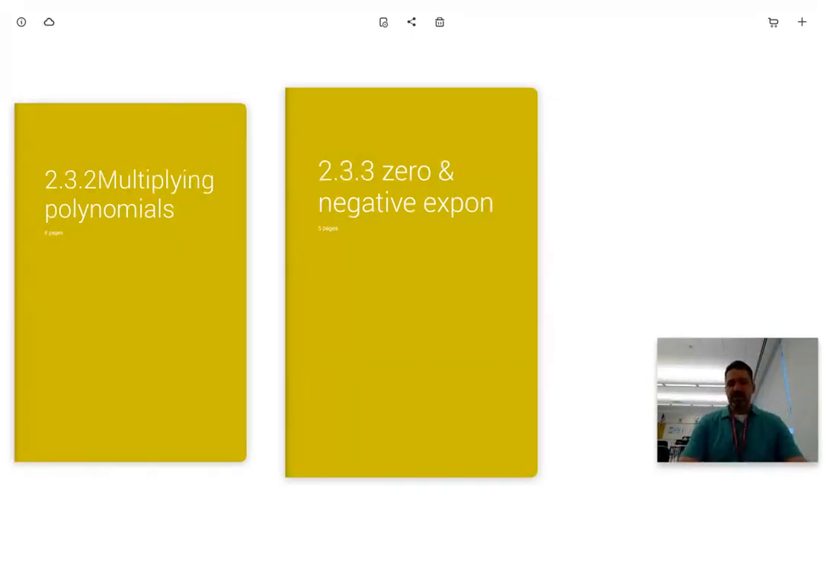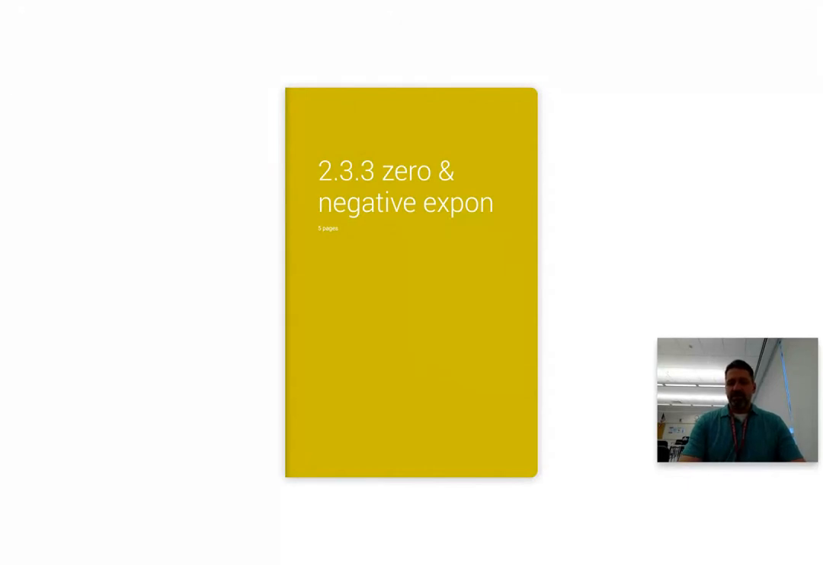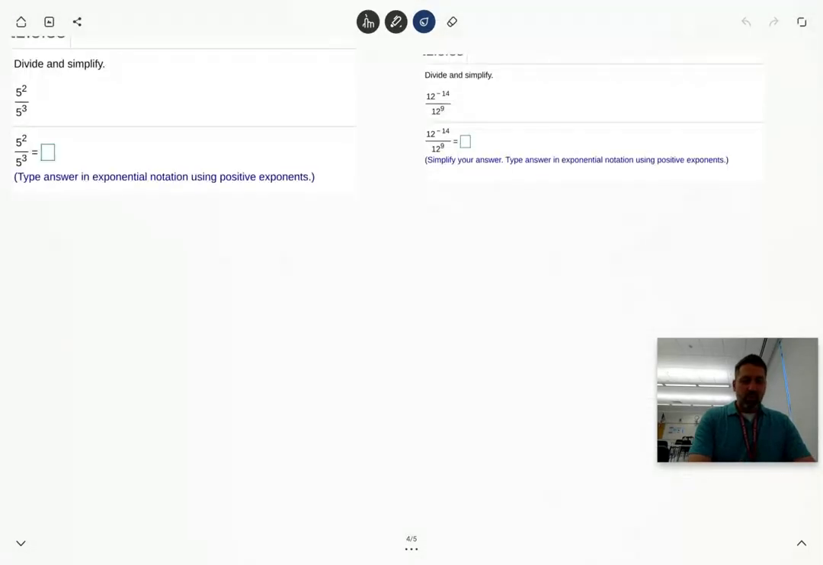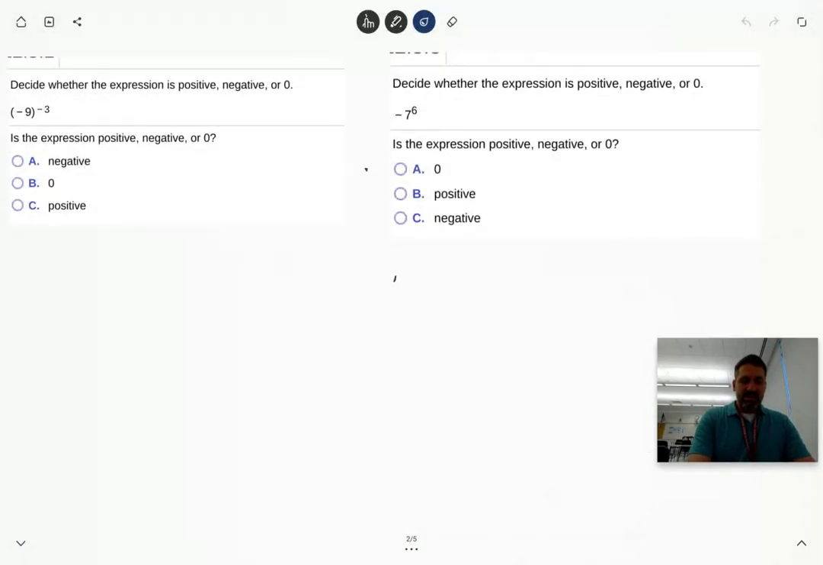This next section is looking at exponents that are negative, exponents that are zero, and using the quotient rule to simplify numbers with exponents. So let me quickly give an overview of what negative and zero exponents mean.